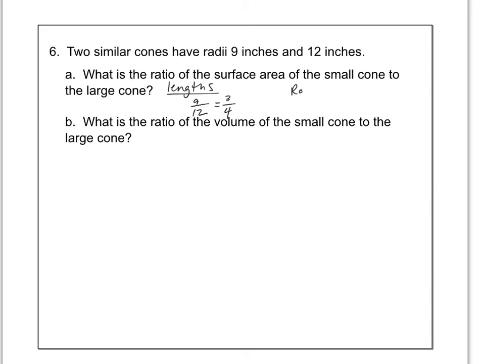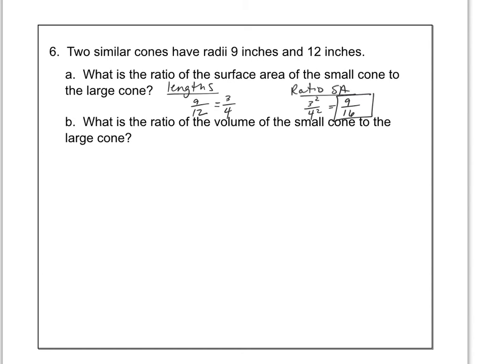So now think about the ratio of your surface areas. That's what we have to find. Well, you take that 3 to 4 and you square them. So it's 9 to 16. That's your answer for part A. That's how the surface areas would compare.